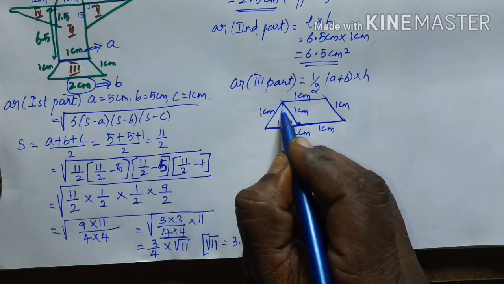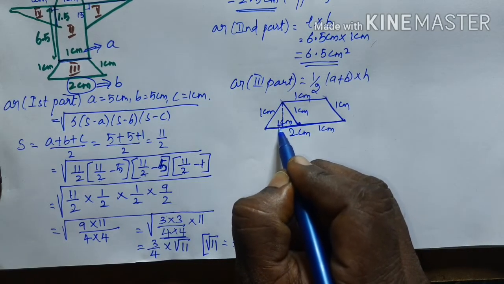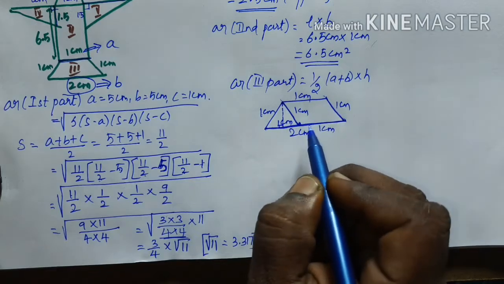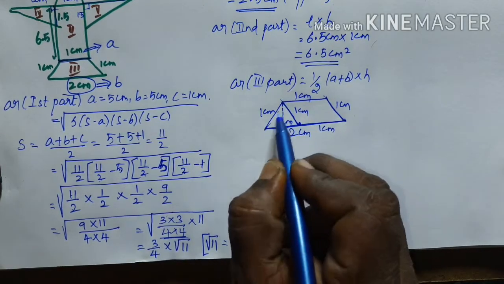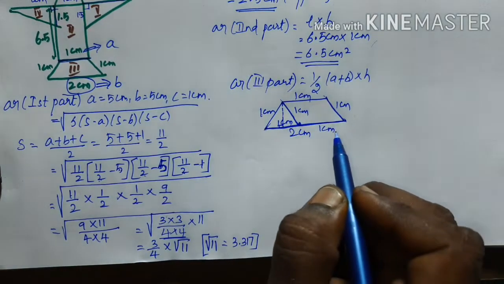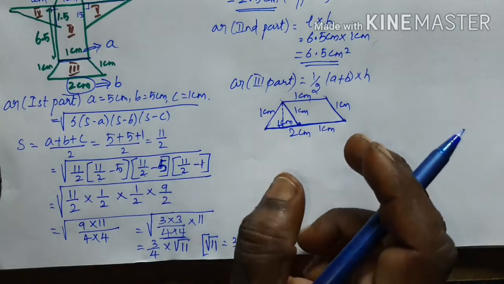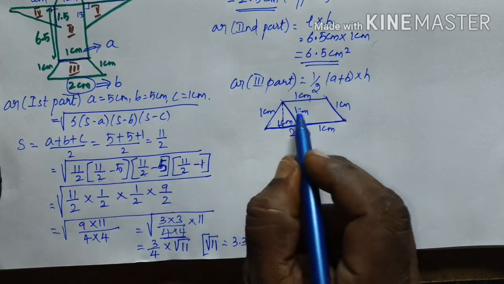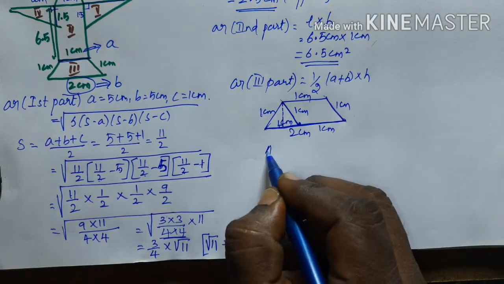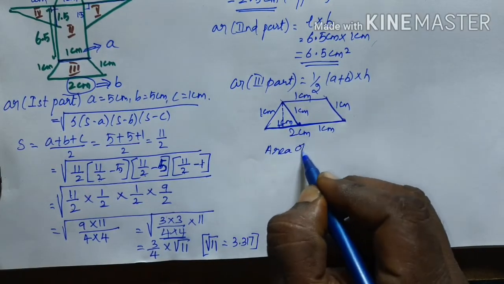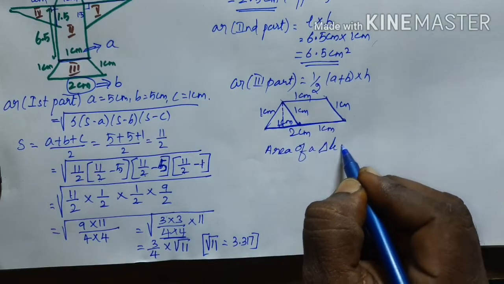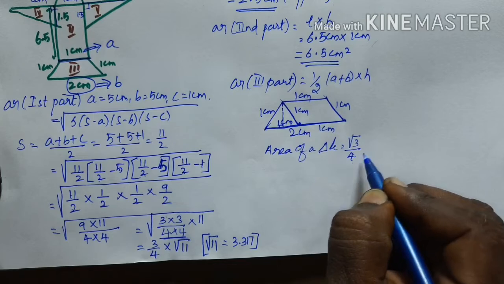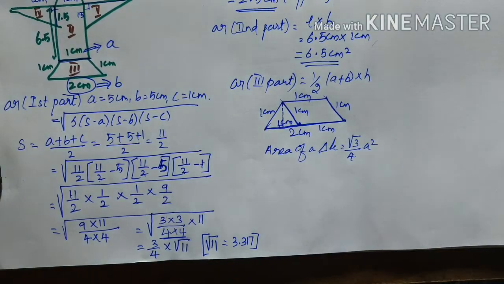And if I draw the altitude of the triangle, that same altitude will occur on the trapezium also. So by using the area of the triangle, I need to find the altitude of this trapezium as well as the triangle. So I am going to take this triangle alone. It is the equilateral triangle. So the area of an equilateral triangle is root 3 divided by 4 a square, that is the formula.